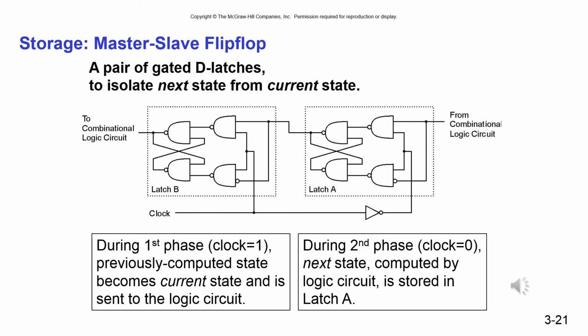Latch B is isolated because the write enable is asserted as 0. A 0 is asserted on the write enable signal for latch B, and a 1 is asserted on latch A, because remember, 0 becomes 1, 1 becomes 0. So then the next state computed by the logic circuit is stored in latch A, ready to become the current state when the clock cycles.